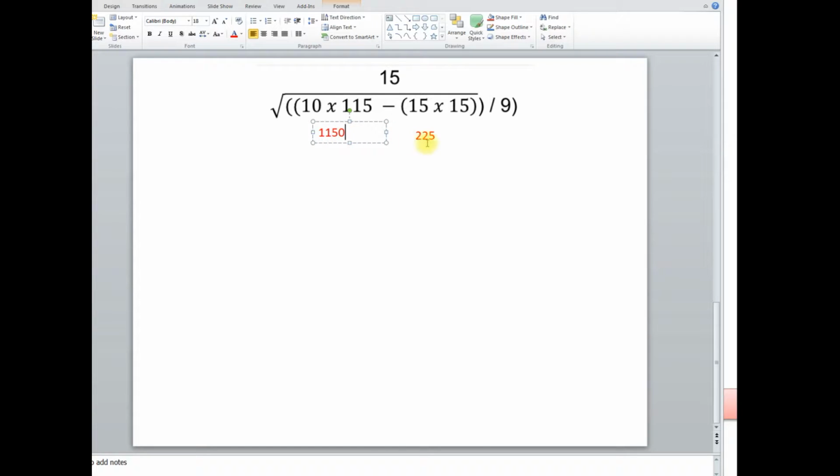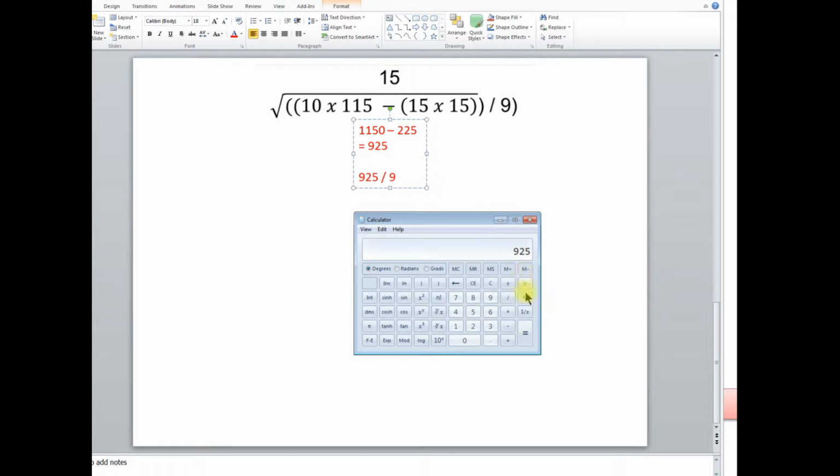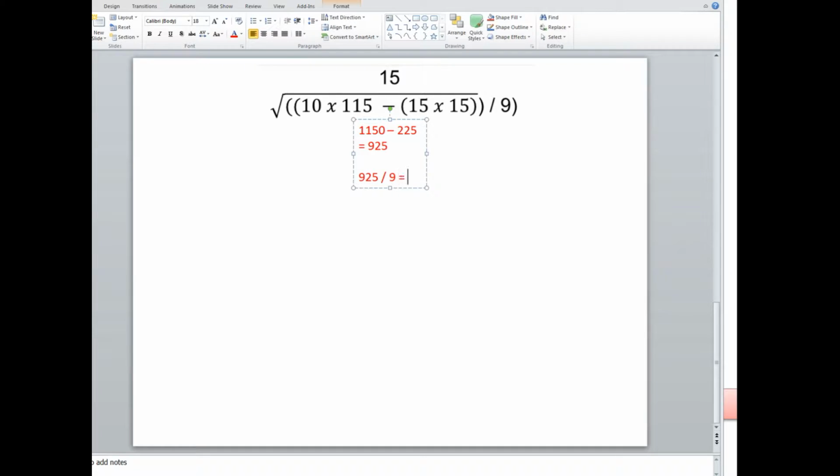Sorry, let's do this all together. So minus 225 equals 925. Get rid of that. So we've solved this part of the equation, here is 925. We then take 925, the sum of this minus this, and divide it by 9. So 925 divided by 9, and that gives us 102.78. So we've solved this bottom half of the equation.